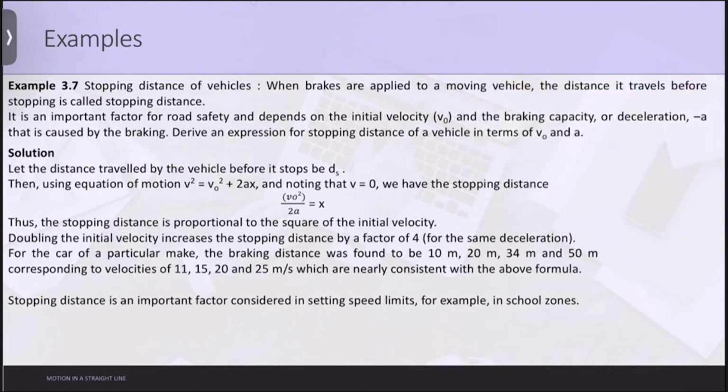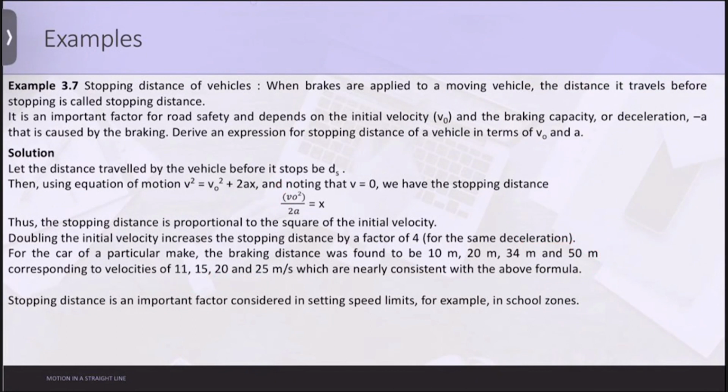For a car of a particular make, the braking distance was found to be 10 meters, 20 meters, 34 meters, and 50 meters, corresponding to velocities of 11, 15, 20, and 25 meters per second. As you can see, as the velocities are increasing, the value of displacement is also increasing. These are nearly consistent with the above formula.